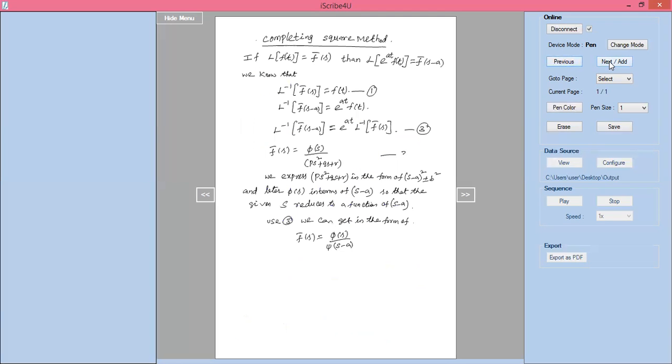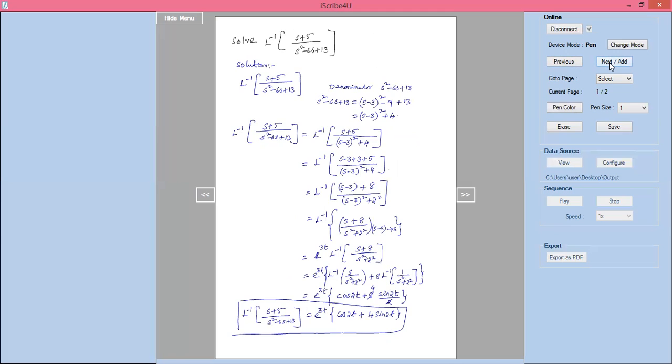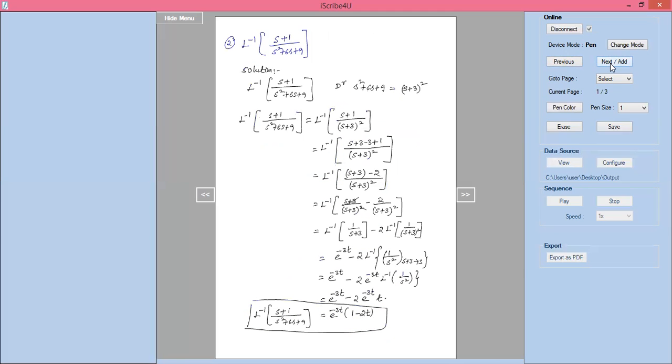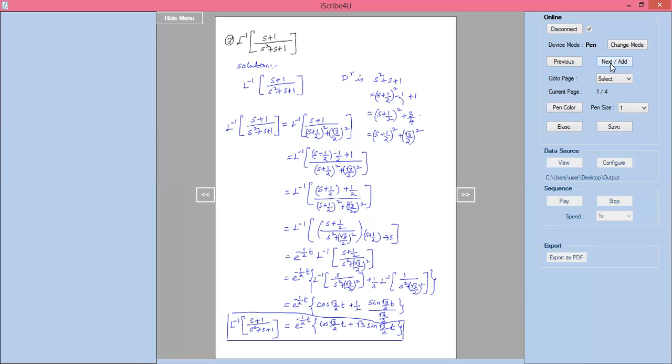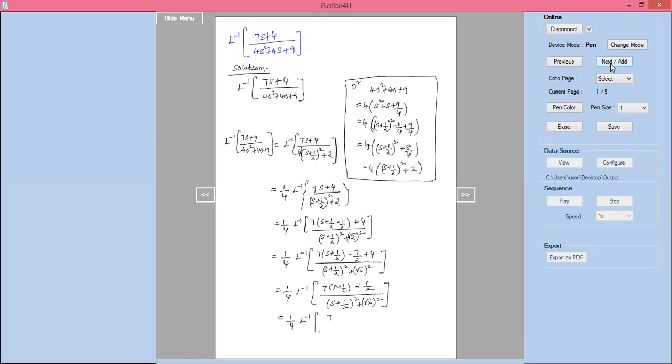In a similar way, you can solve the problems using the completing square method. Any doubts in this? First, how do you simplify the denominator? That is very important. Then according to the denominator, we will arrange the numerator.